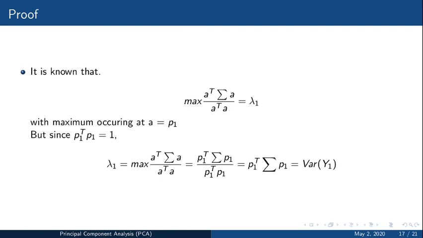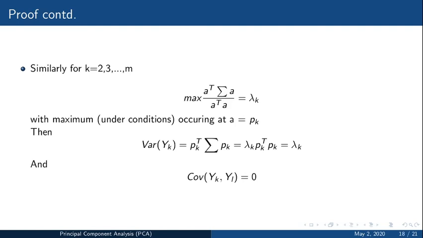But since p1 prime p1 is 1, lambda 1 equals the maximum of a prime sigma a divided by a prime a, which is the same as p1 prime sigma p1 divided by p1 prime p1. Since p1 prime p1 is 1, it is equal to p1 prime sigma p1, which is nothing but the variance of y1.